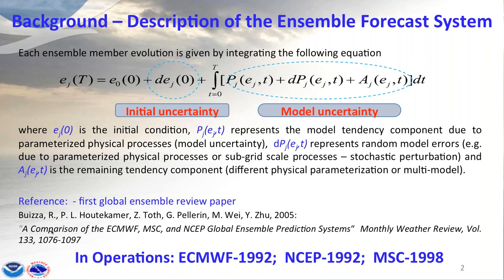At the beginning of the ensembles, we only introduced the initial uncertainty, assuming our model is perfect. But later on, both the European models and our models introduced stochastic physics, called model uncertainty, to the system. Here is a reference from Lobato: the European Centre reviewed our global ensemble system, and the Europeans and the Canadians, the Canadian is a different story, a multi-model ensemble, multi-physics. The point here is that I'm talking about the two uncertainties, initial uncertainty and model uncertainty, and we do have some challenges.